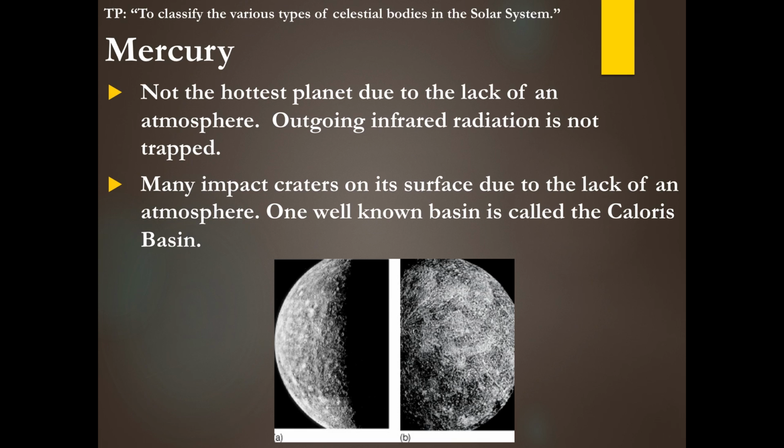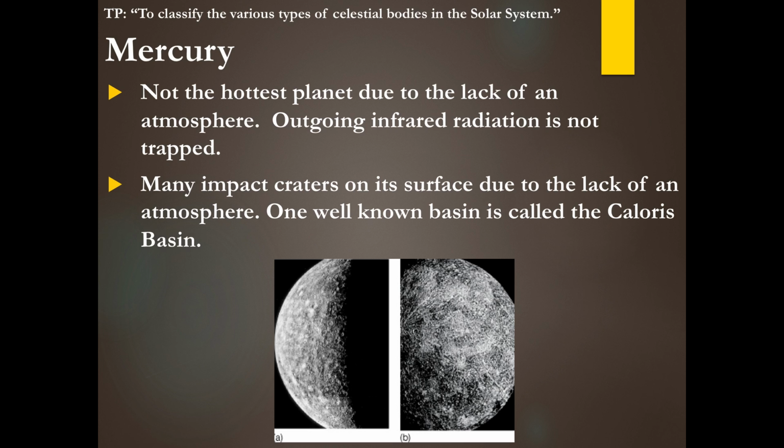Now these notes are in white font. You don't have to write this down, but you should have an idea of what these planets are, at least one of the key features of each. All right, Mercury, one of the key features of Mercury is that it's not the hottest planet.